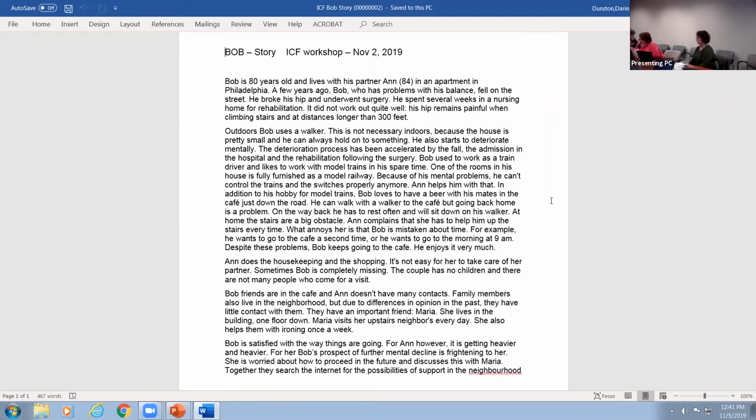He's also a partner, right? Partner or spouse. So he walks with a walker. Right, he can no longer do his job, which was as a trainer.